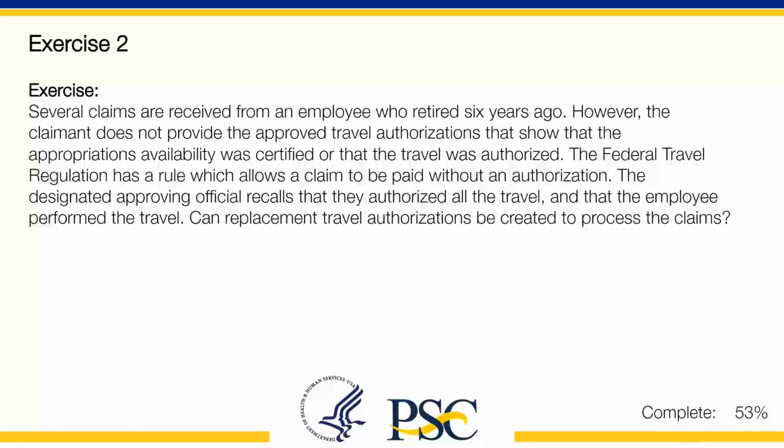Exercise. Several claims are received from an employee who retired 6 years ago. However, the claimant does not provide the approved travel authorizations that show that the appropriations availability was certified, or that the travel was authorized. The Federal Travel Regulation has a rule which allows a claim to be paid without an authorization. The designated approving official recalls that they authorized all the travel, and that the employee performed the travel. Can replacement authorizations be created to process the claims?